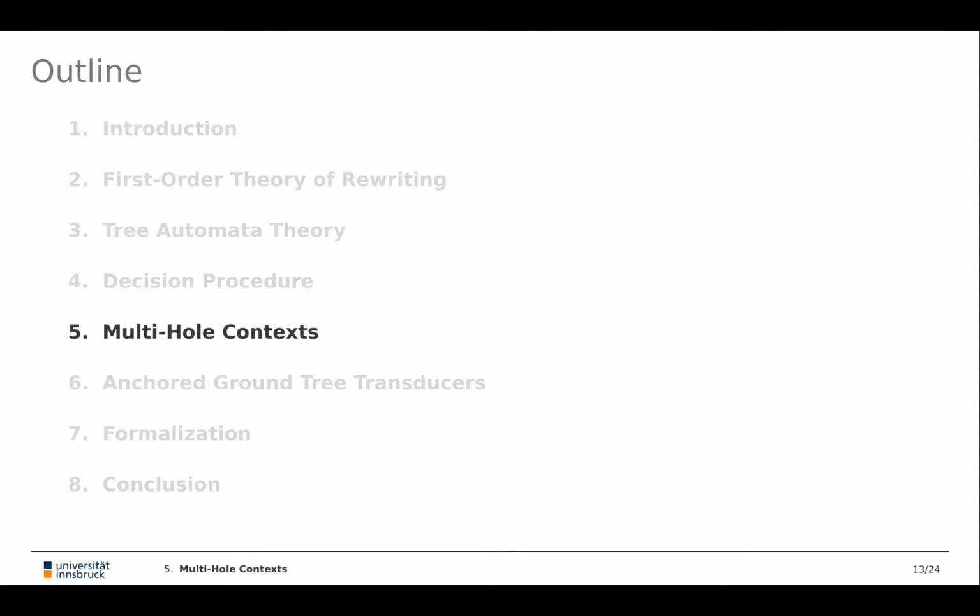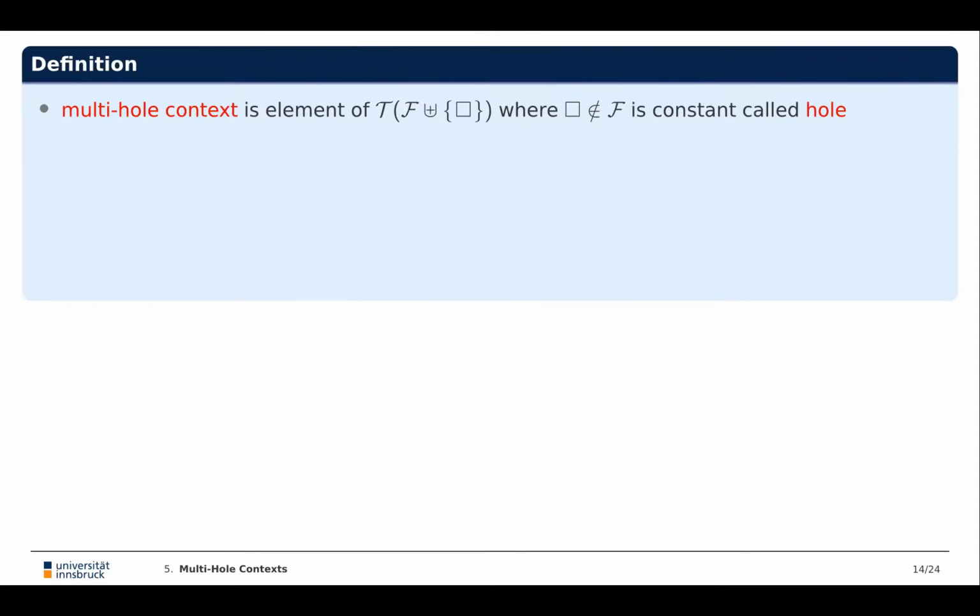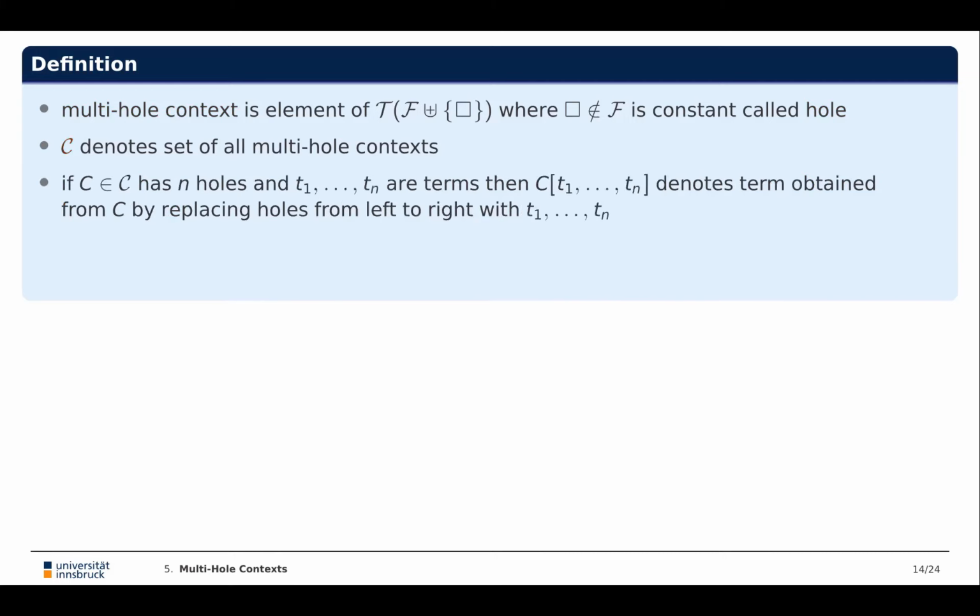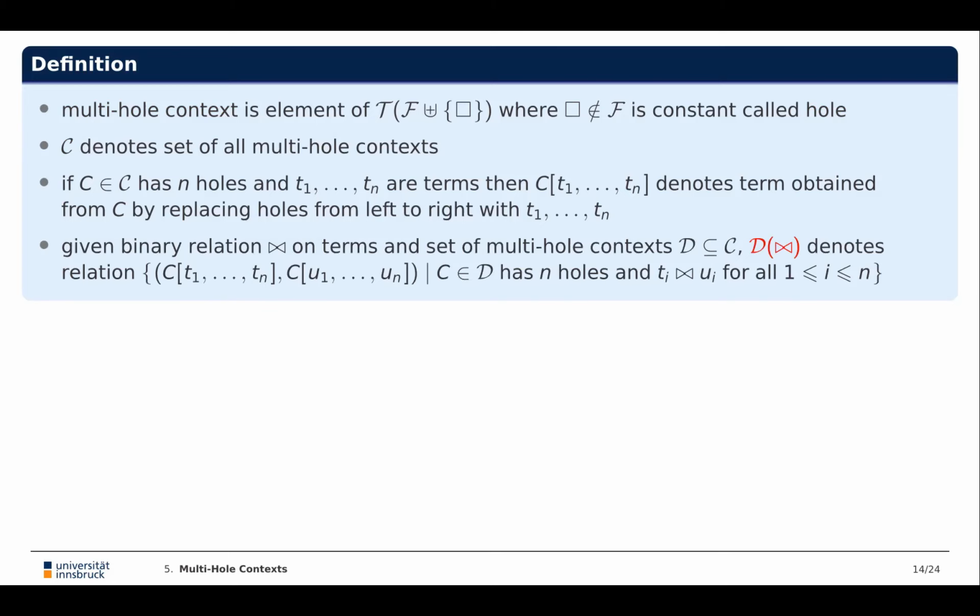So what are multi-hole contexts? A multi-hole context is just a term where we add this special constant to the signature. We call it a hole. It's this box symbol. The set of all multi-hole contexts is denoted by C, and we can apply a multi-hole context with n holes to the terms t1 through tn by just replacing the holes from left to right by the terms t1 through tn. In general, we can also apply this to n-ary relations or binary relations by just applying the context to the terms in the relation.